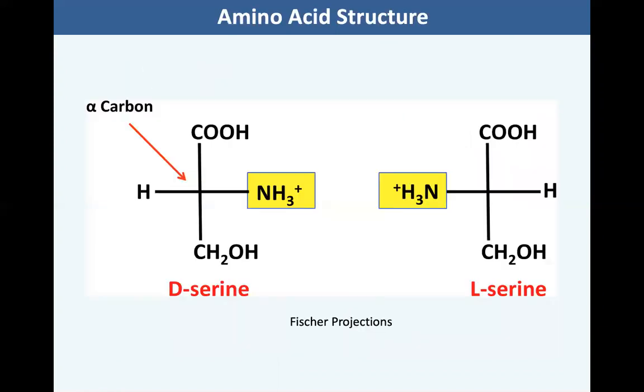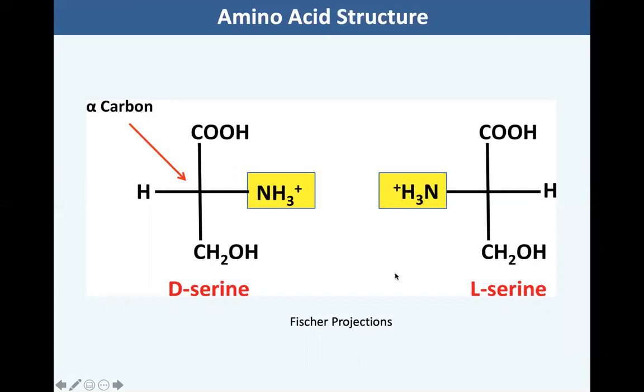And so we all know what amino acids are, right? They have an amino group, as you see here, the NH3+, and you have a carboxyl group. Now, as shown here, this is a Fischer projection, and what you see is the alpha carbon designated by the arrow. And in the Fischer projection, the most oxidized carbon is always at the top by definition. And in the case of serine, there's the D and the L isomer.